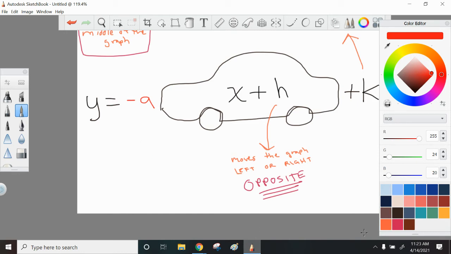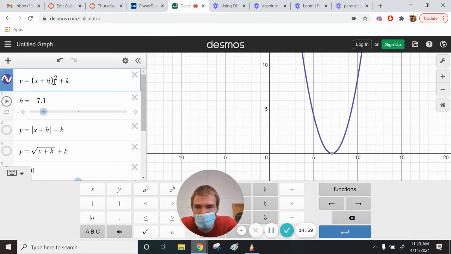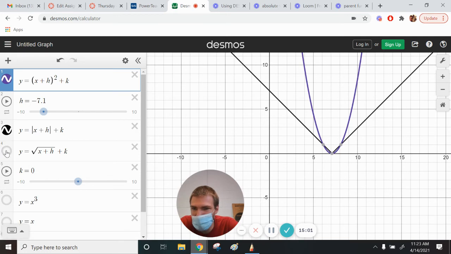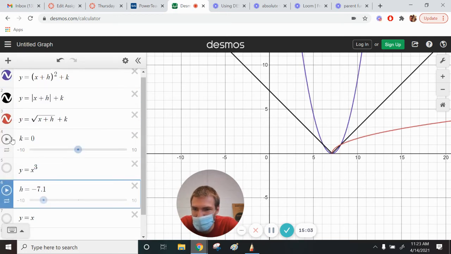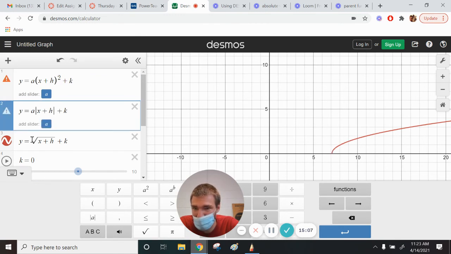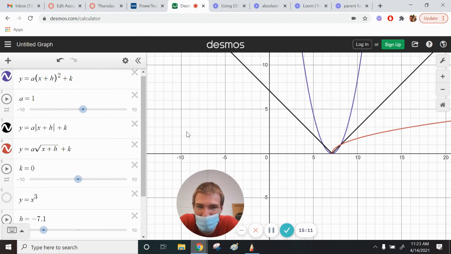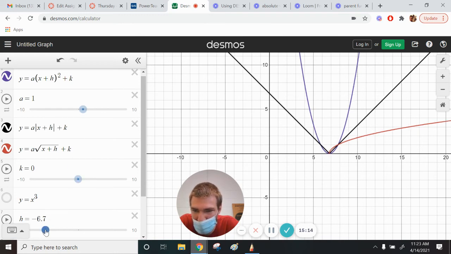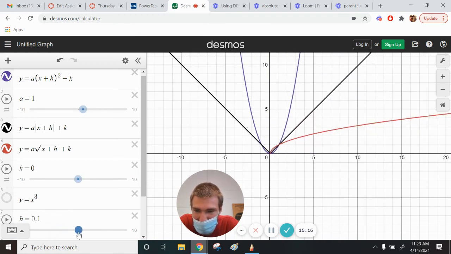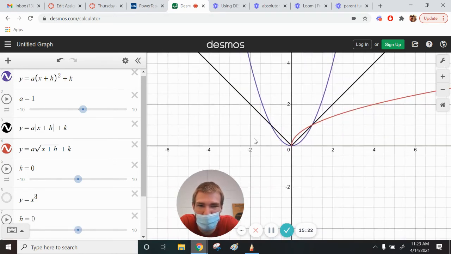So what happens with the A? So let's go to Desmos and let's find out. Let me put my H back in here. Let me turn these on. Let me move my slider. Okay. Let's put an A in front of our car for all of these. Let's add the slider for A. Let's move our H back to 0. Perfect. So we had all these right in the middle.